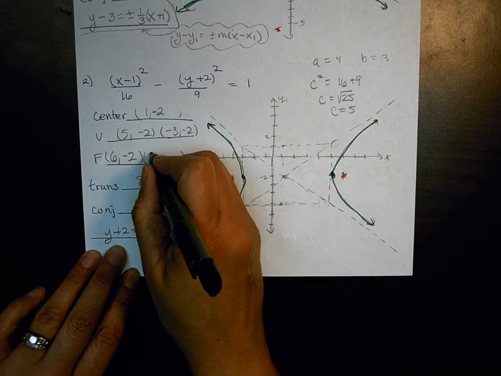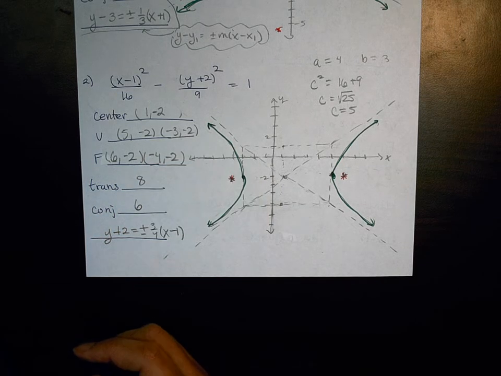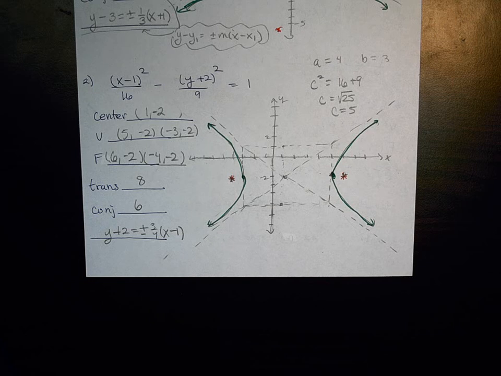Did any of you use your formulas? Did you get those? Did anybody just use your graph and your eyeballs? Did you get the same points? Any questions? Make sense?